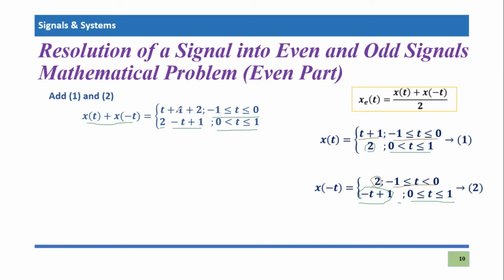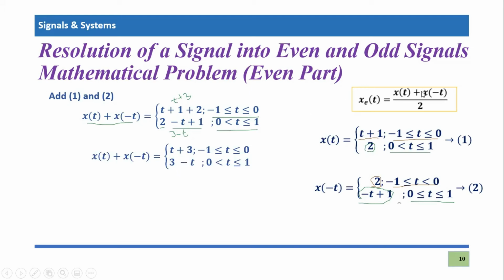And after the calculation, what would it become? t plus 1 plus 2 would become t plus 3, and 2 plus minus t plus 1 will become 3 minus t, right? So if I remodify the equation, the next equation would be this thing. So I hope this is clear: t plus 3 and 3 minus t.